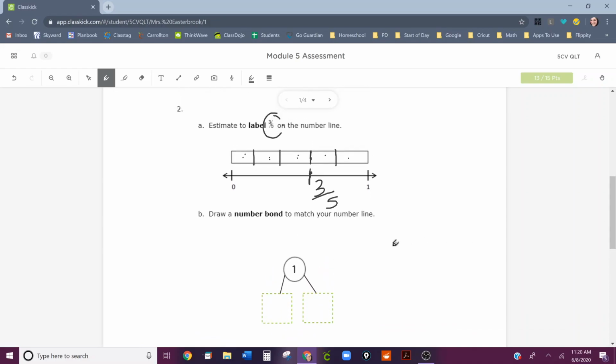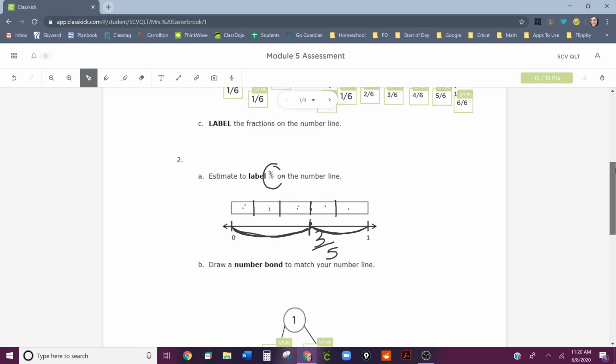B, draw a number bond to match your number line. So if you look at the fraction strip down here, there's this piece, and then there's this piece. So it's kind of like 2 pieces. The first piece goes from 0 to 3/5. So in my number bond, I'm going to do 3/5. The other side is 2 pieces. So that would be 2 out of the 5 pieces, which is 2/5. So if we put the 3/5 and the 2/5 together, we have 1 whole. And so that's what our number bond shows.